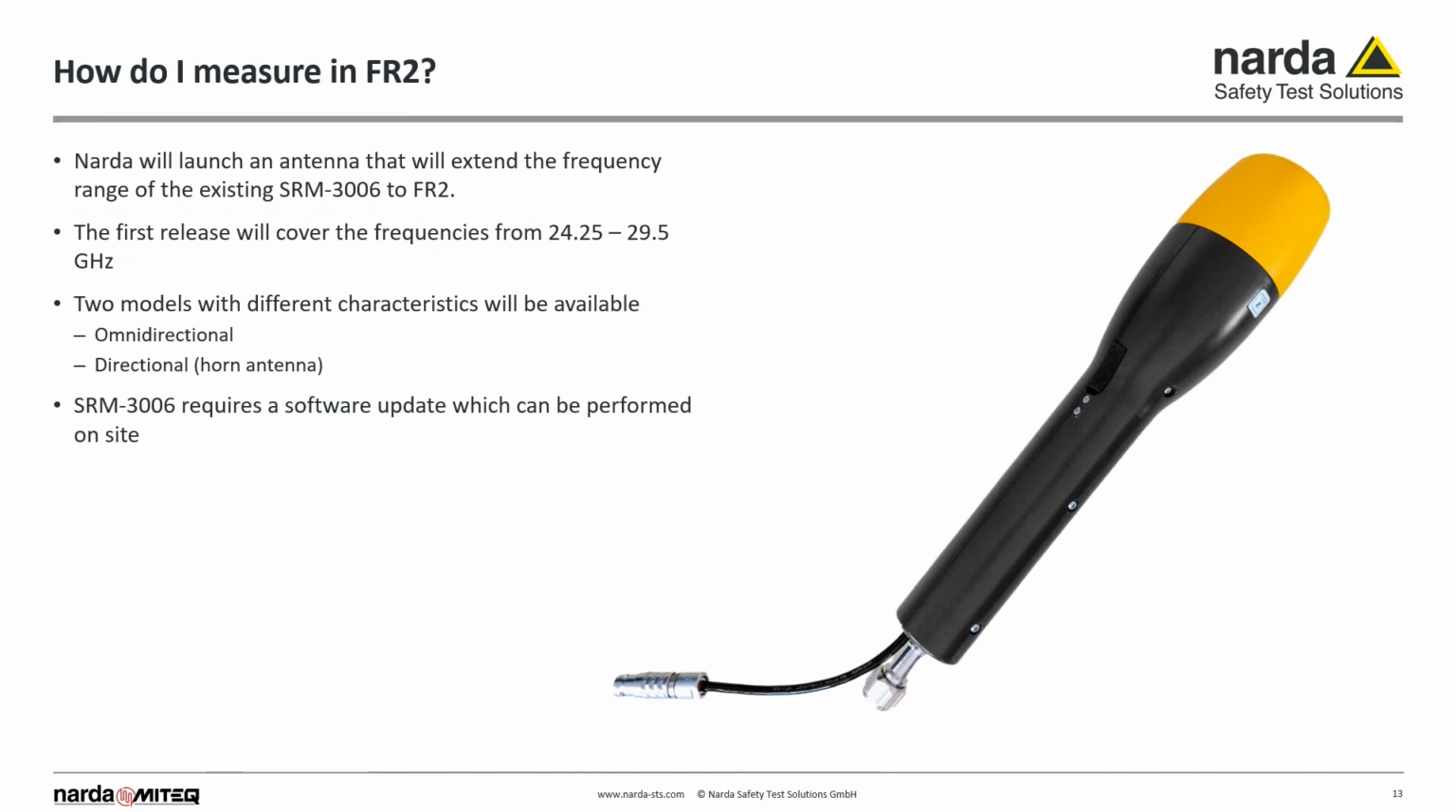How do I measure 5G services in frequency range 2? Narda will be offering an antenna that will extend the existing SRM-3006 frequency range up to frequency range 2. This antenna will cover the frequency range from 24.25 to 29.5 GHz. There will be two different reception characteristics, either that of a horn antenna or omnidirectional. The SRM-3006 will need a software update to use this antenna. This can be done on the spot.